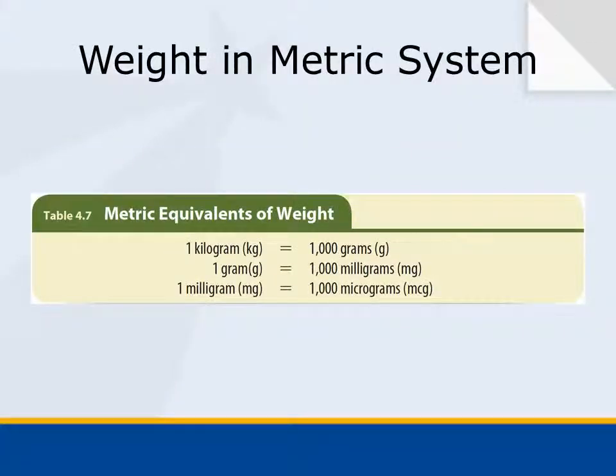Notice that all of the metric weight equivalents that are used in healthcare are related by a factor of 1,000. So we'll be using kilogram, gram, and milligram, and each one is related by 1,000. This will become important when we start converting from one unit to another in the metric system.